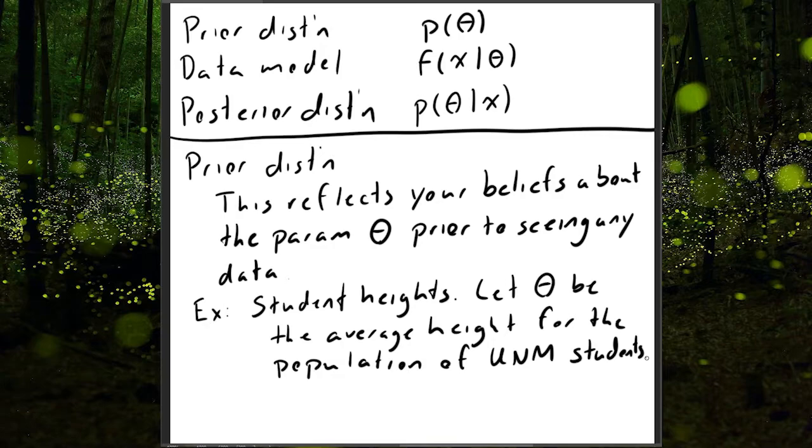So if I want to talk about my prior beliefs about that height, well, what might I say? I don't know exactly what the average height for the population of UNM students is, but I'm going to guess that it's going to be somewhere between 5 feet and 6.5 feet. It would be pretty strange if the average height for all UNM students was any less than 5 feet or any greater than 6.5 feet. And so I'd be pretty comfortable saying that I believe that it lives in that range.